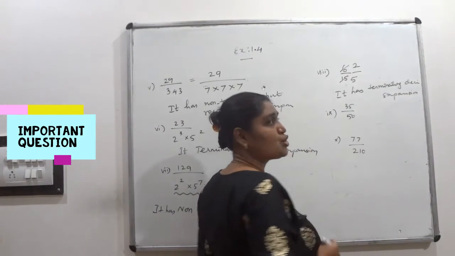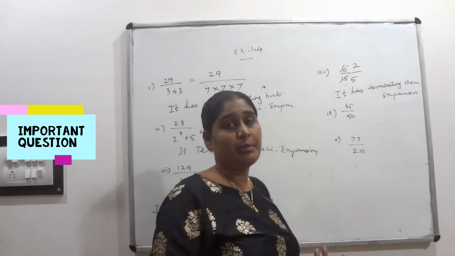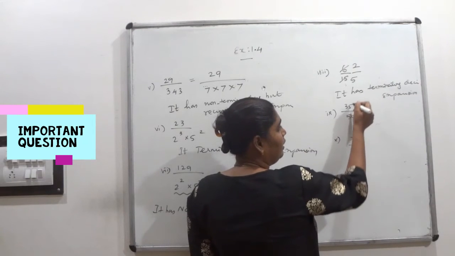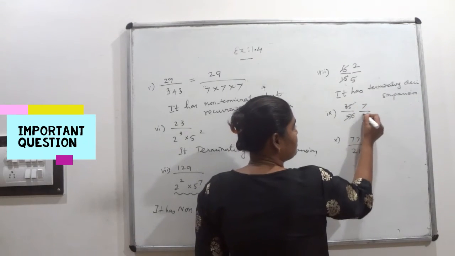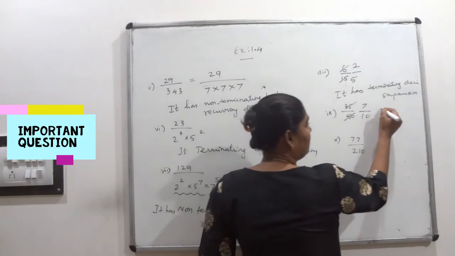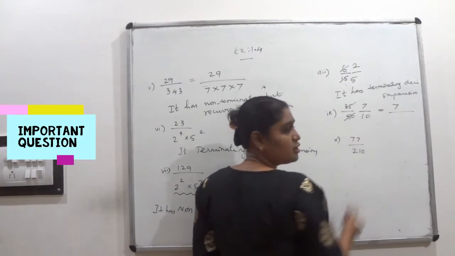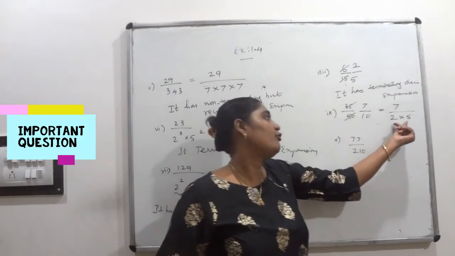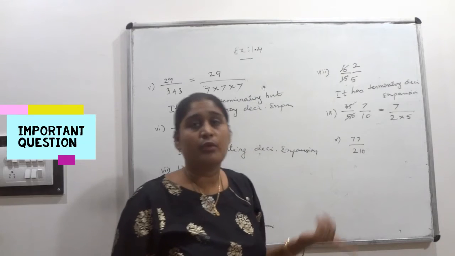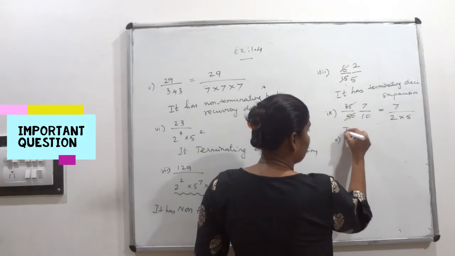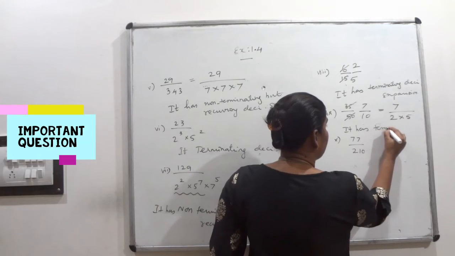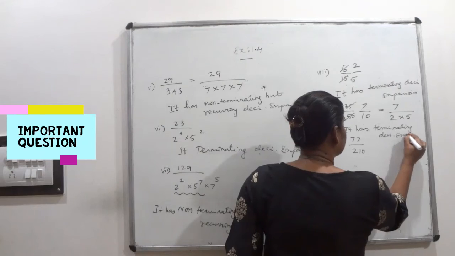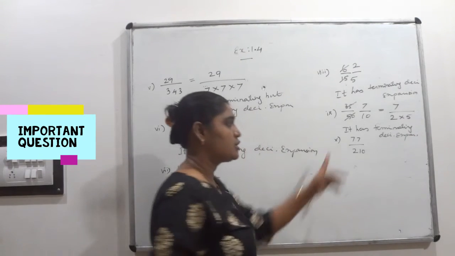The denominator should be in the form of 2 power m or 5 power n or 2 power m into 5 power n. Okay, go for this one. This can be cut by 5, 7 times. This is 10 times. Yes, now you check the denominator, that is 10. We can write the prime factors for 10, that is 2 into 5. Now you check the denominators. It is in the form of 2 power m into 5 power n. Therefore, it has terminating decimal expansion. Okay.